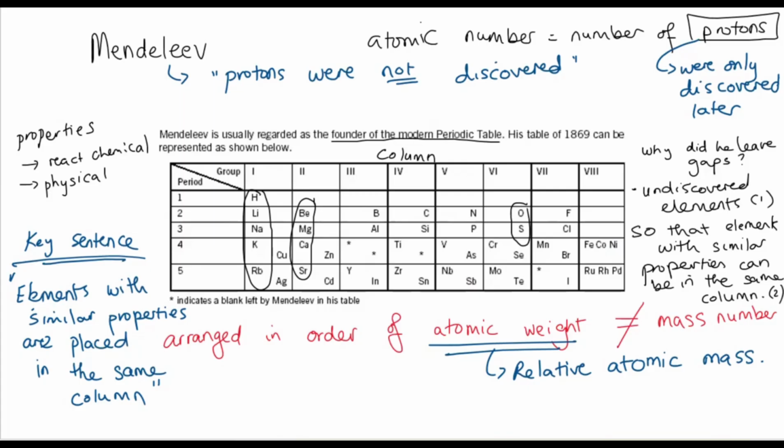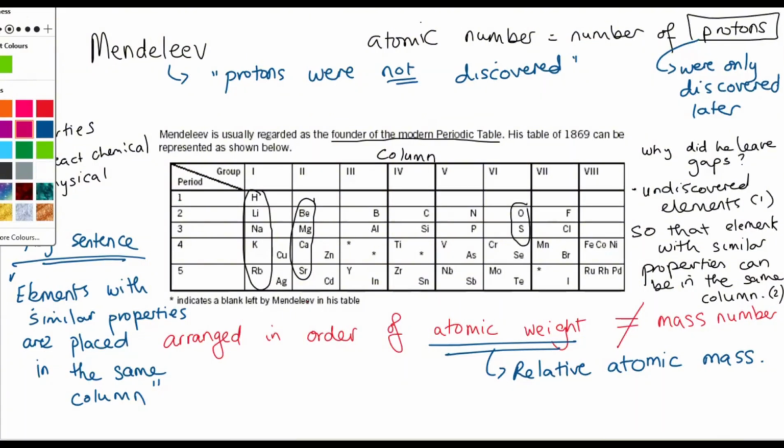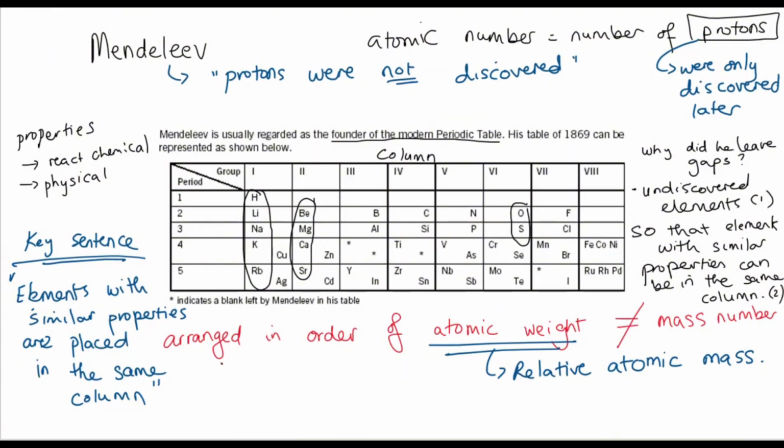Okay? The next part is that scientists only started accepting this model after a few years, right? Scientists accepted the model after a few years. And you need to know why. The reason is when they discovered the elements, they matched exactly in the space that he left. And they also matched the property of the column that he mentioned.